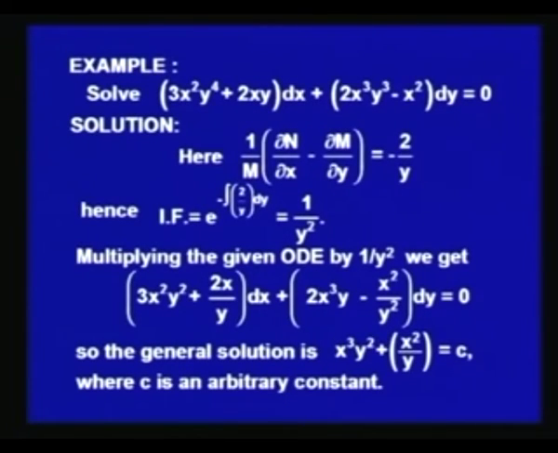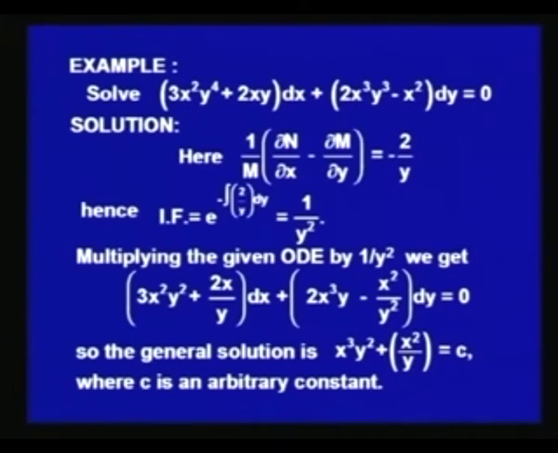Let us take one more example of a differential equation of this type. Let us solve (3x square y to the power 4 plus 2xy) dx plus (2x cube y cube minus x square) dy equal to 0. Here we find 1 over m into (delta n over delta x minus delta m over delta y) equal to minus 2 over y, and therefore the integrating factor is e to the power minus integral of 2 over y dy, which is equal to e to the power minus 2 log y, or we can say e to the power log y to the power minus 2, which is equal to 1 over y square.